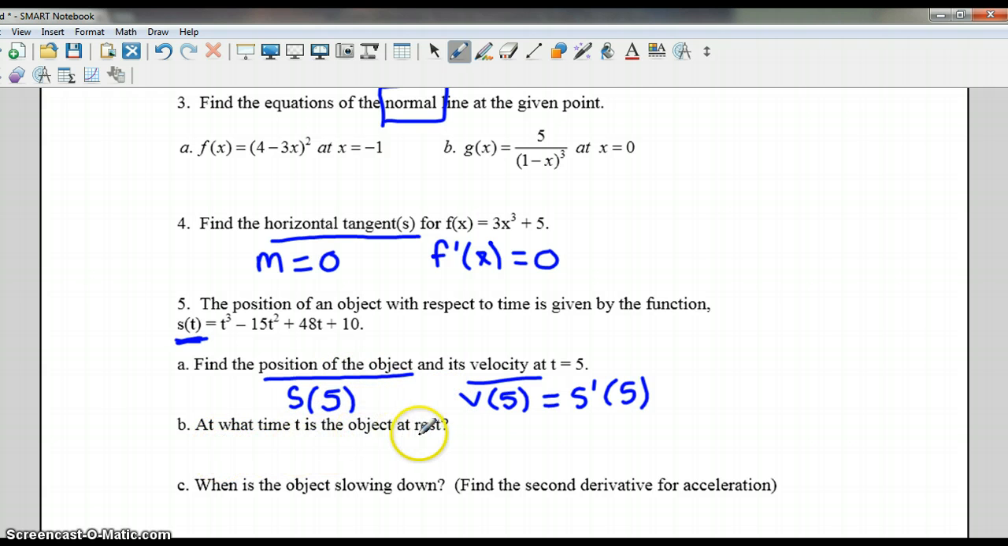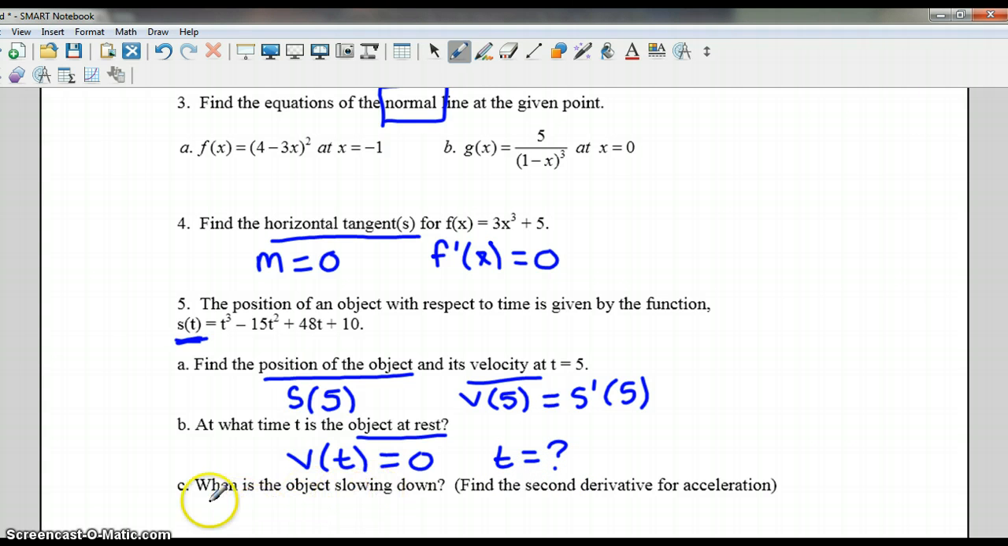At what time is the object at rest? Well, if you think about that ball example, when you toss a ball up in the air, or when any car or person or anything changes directions, at that moment that you change directions is when your velocity is equal to 0 and the object is at rest. So when I take my velocity function and I set that equal to 0, it'll allow you to find the time when you actually have an object at rest.